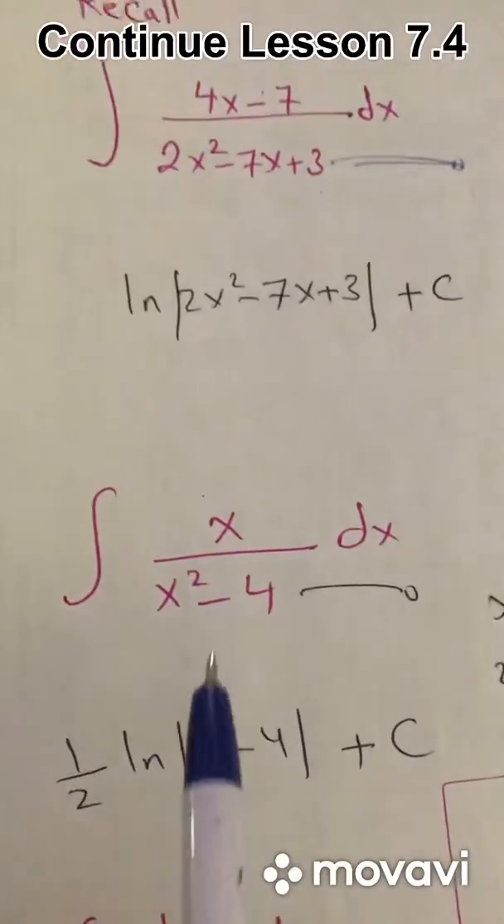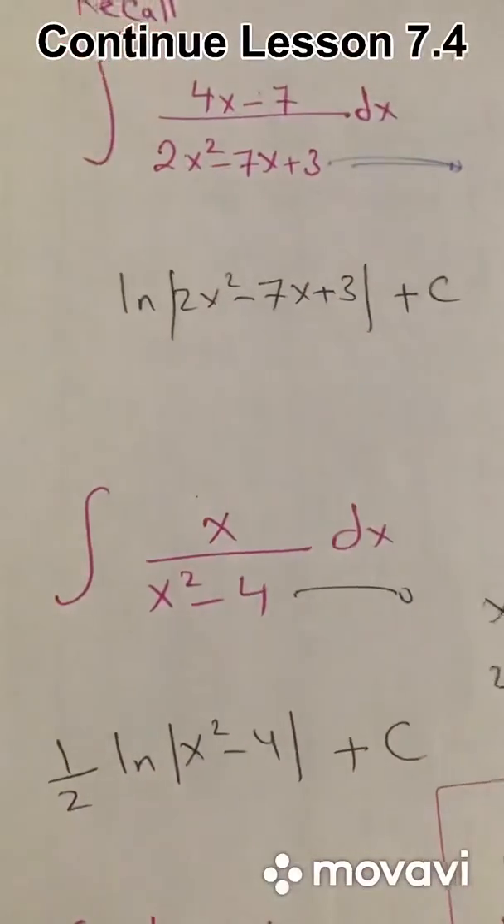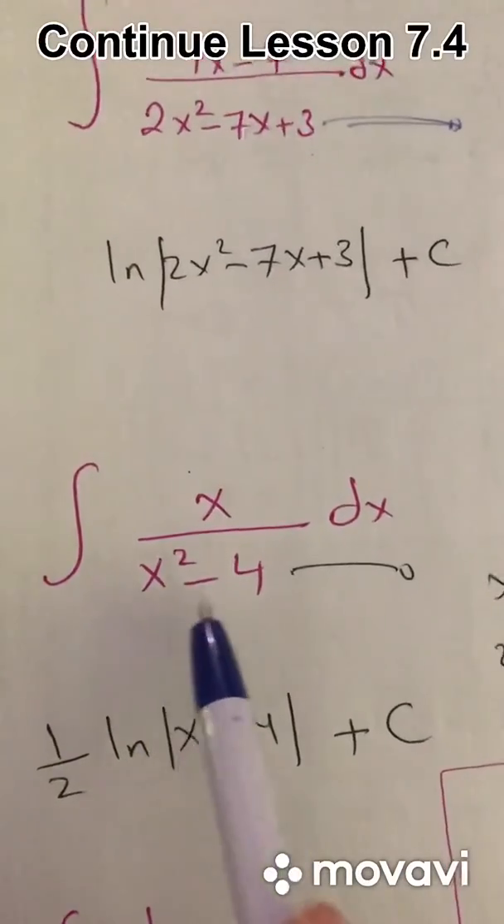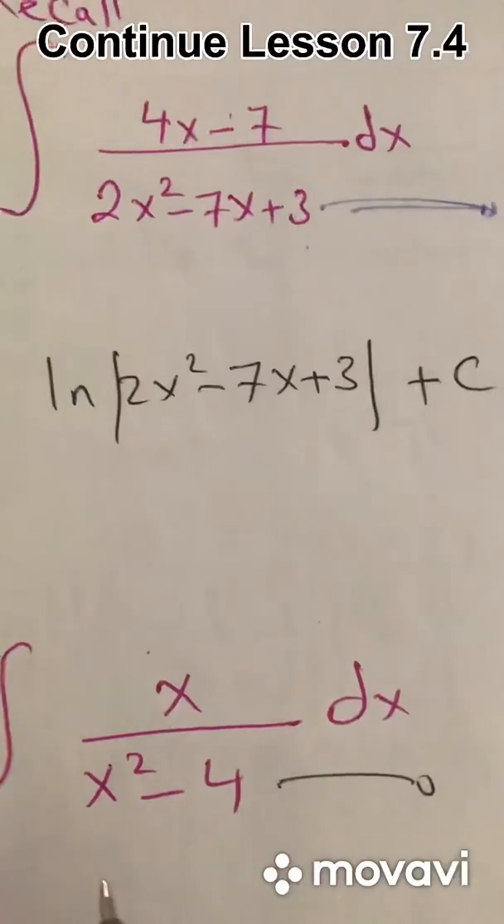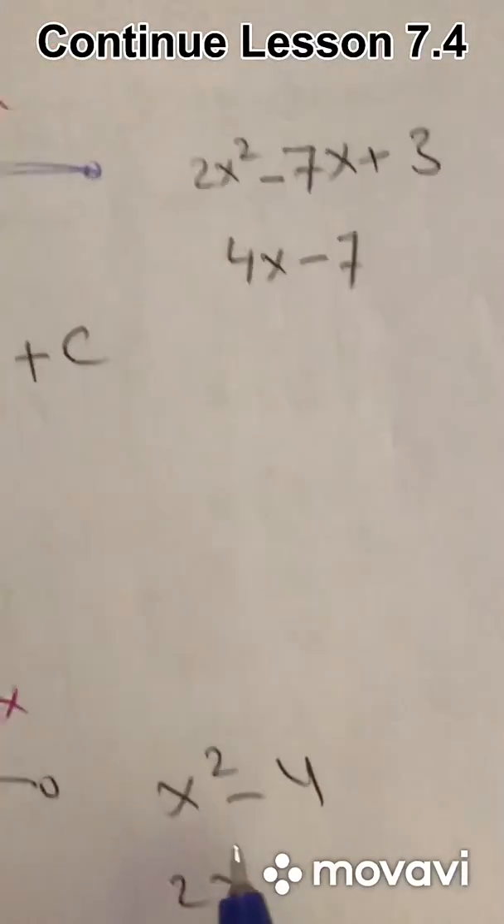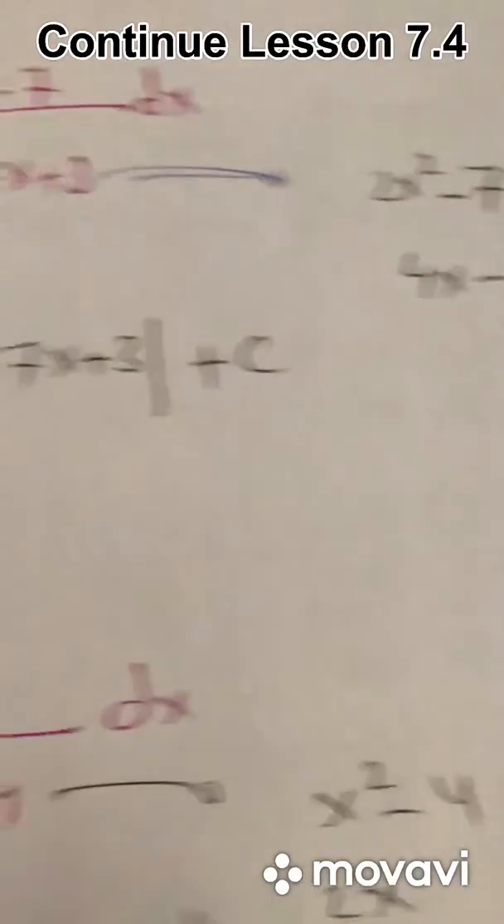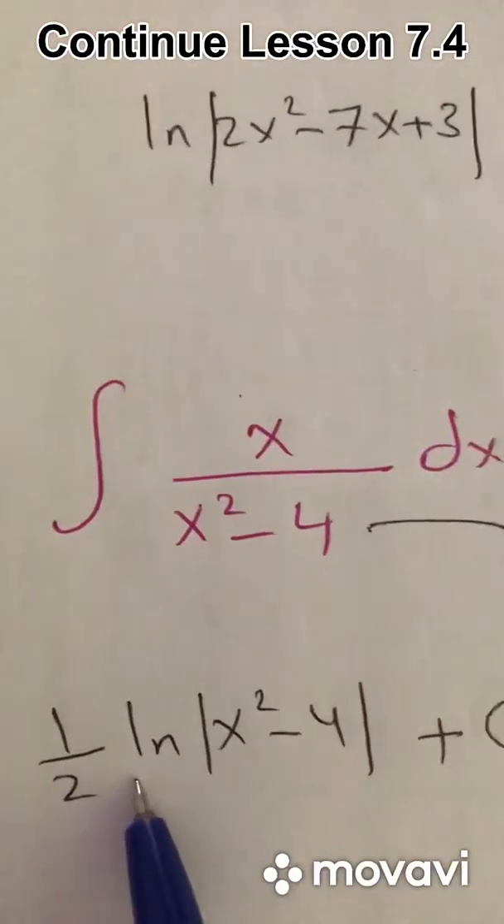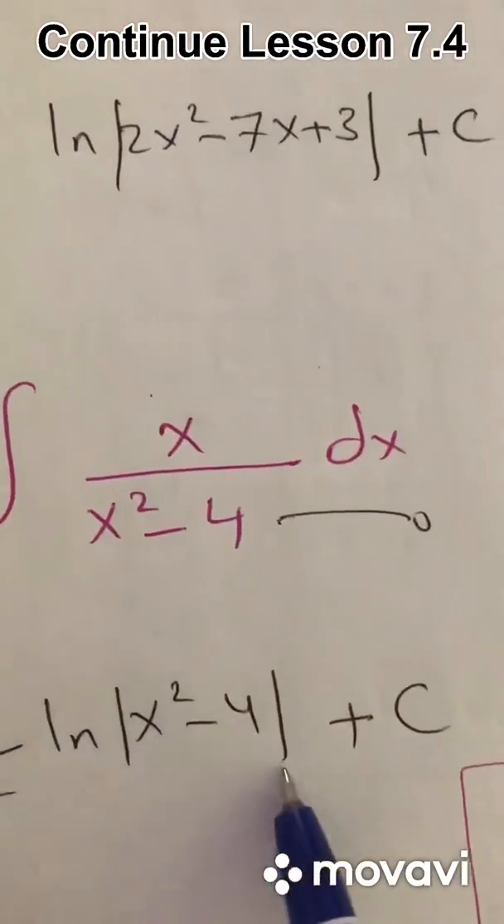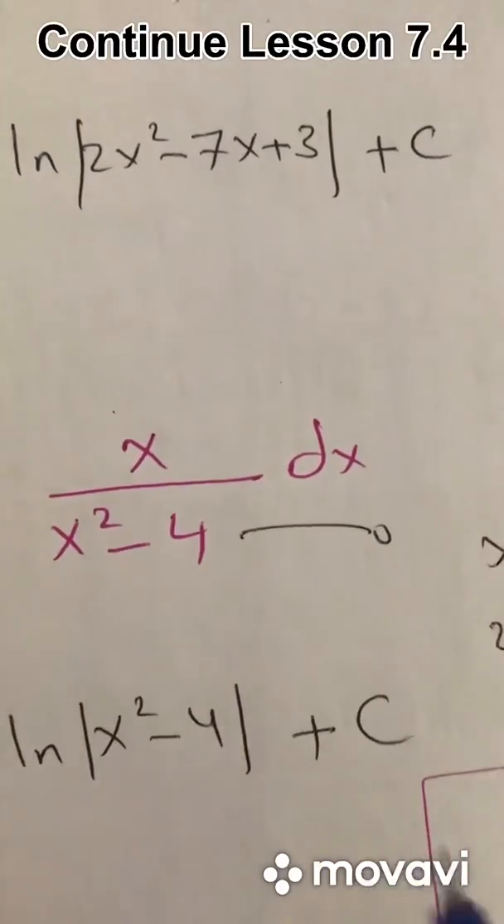Another thing which is really easier than the previous one. What about if it was an x squared minus 4? How can I make sure that this is an ln or not? Take the derivative of the denominator, it's a 2x, but there's an x up, there's no 2. So what we will do, we will put a half, excellent, ln of x squared minus 4 plus c.